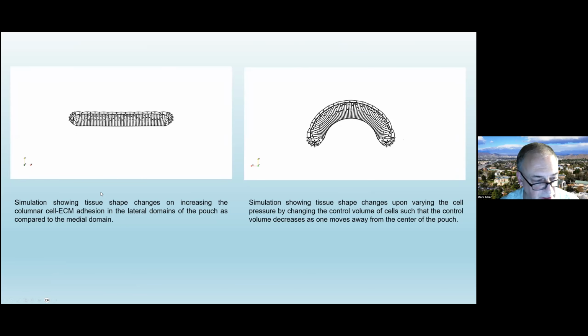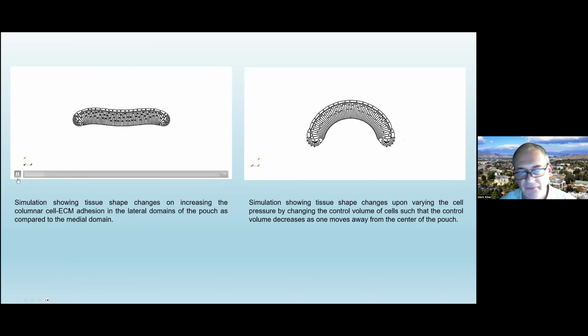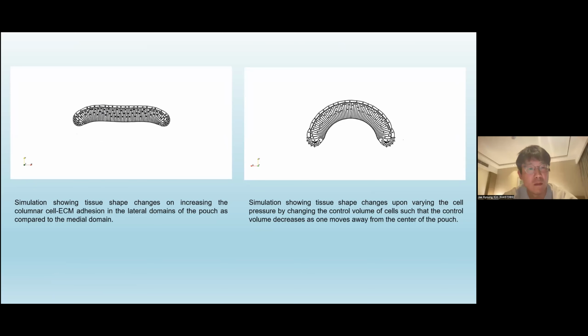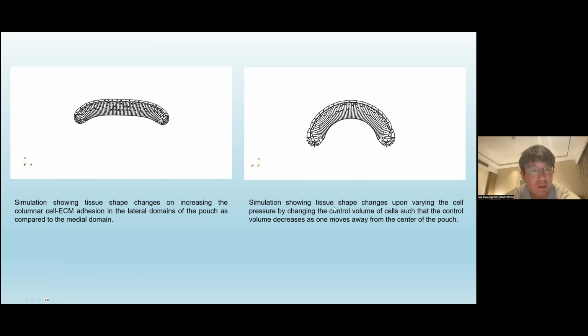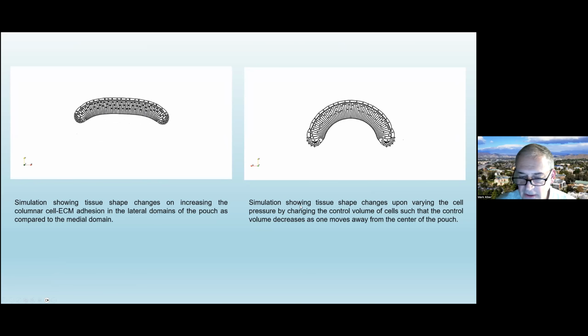This one is a simulation which takes into account an increase in the adhesion of cells, these vertical cells, with the ECM. So if you increase it, some of this corresponds to us looking for the right parameters. And in some cases, we're trying to compare with profiles we see in experiments. And again, this comes pretty close to experiment. And the last one is tissue shape in response to changing pressure.